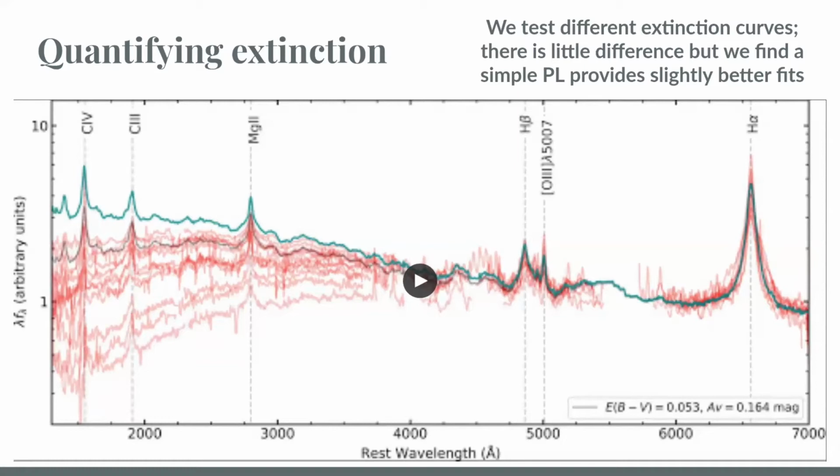We didn't find a single extinction curve that was the best fit, but we found the simple power law provided slightly better fits. But something I'm following up on at the moment is a tentative evidence that the more extreme red quasars prefer a steeper curve compared to the more moderate. But this is quite tentative at the moment.